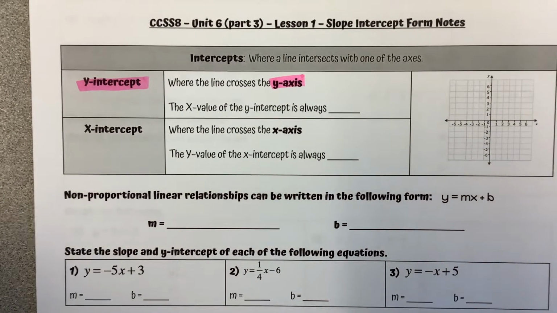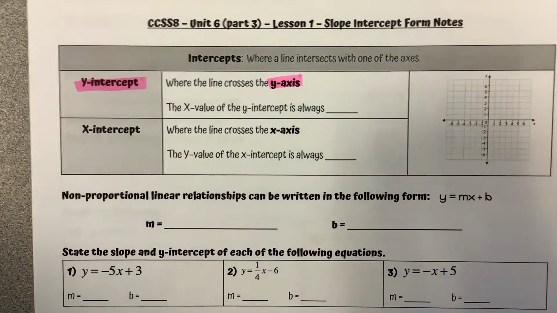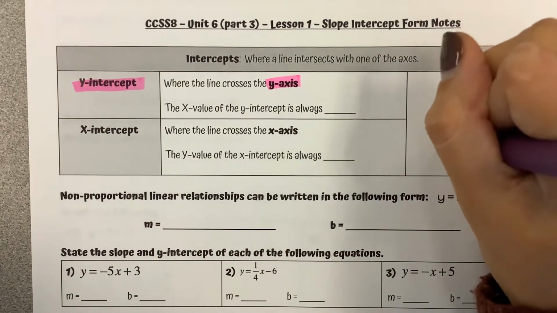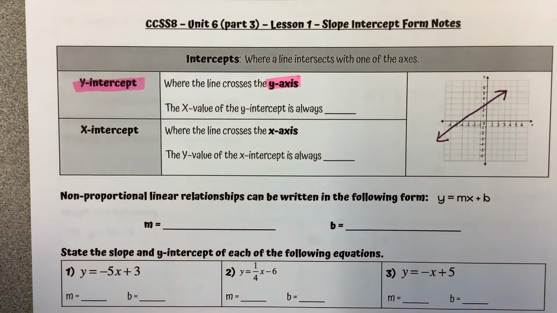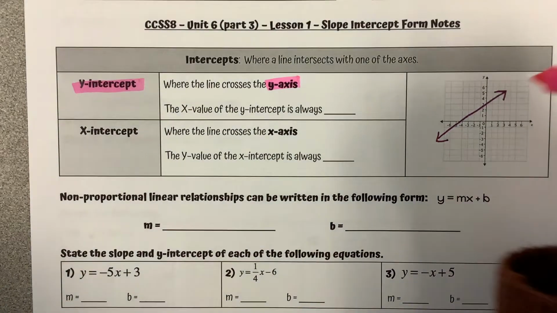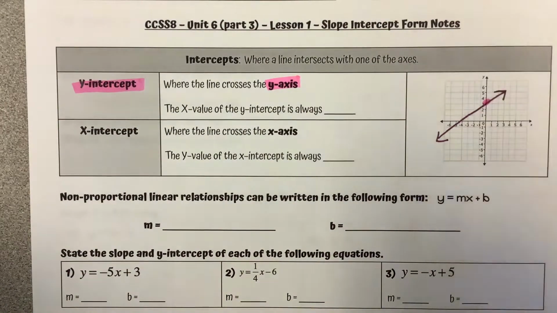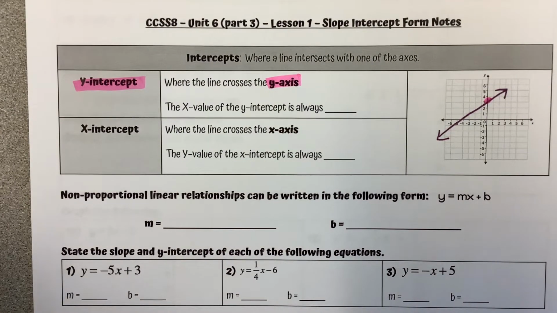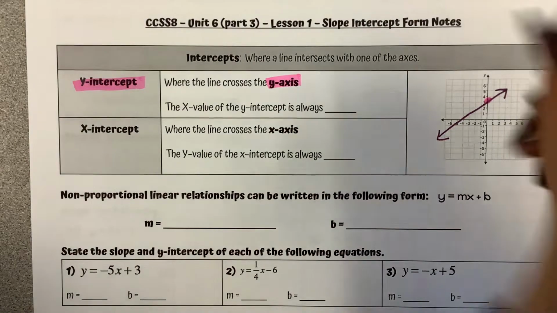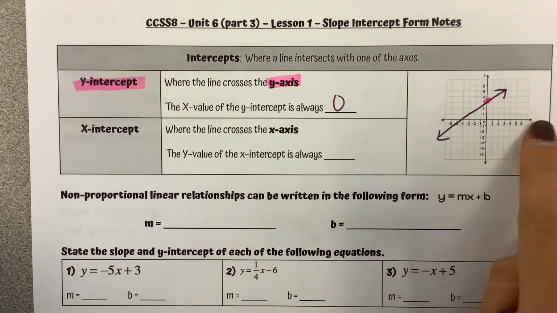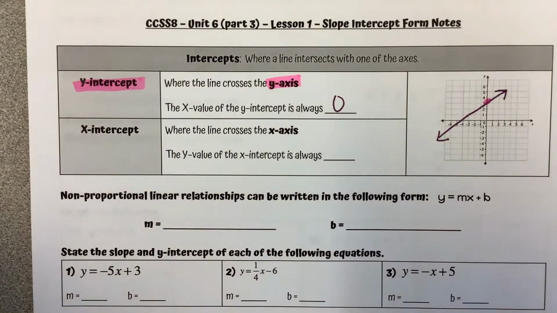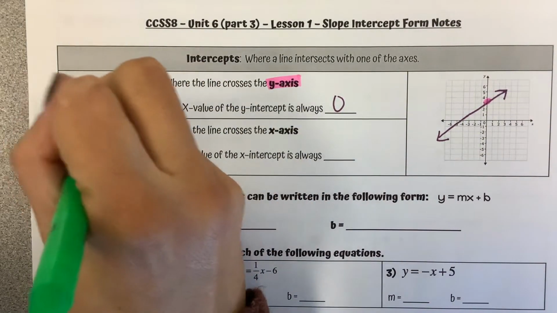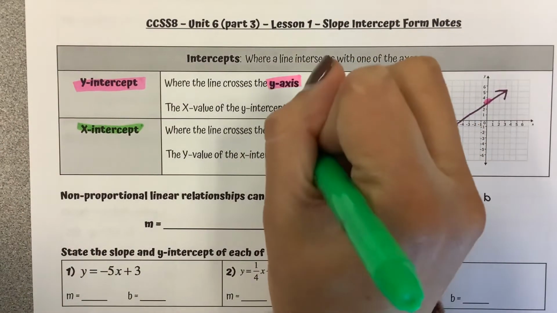If we are looking at a line, for example, the y-intercept would be where it crosses the y-axis here. The x value of the y-intercept is always zero because it doesn't move anywhere right or left, it's on the axis. Versus the x-intercept is where it crosses the x-axis.